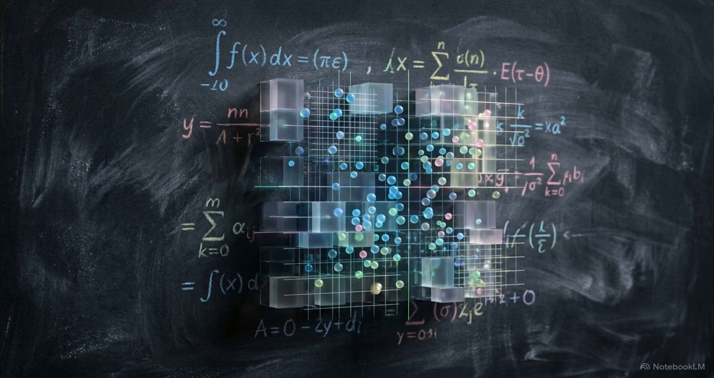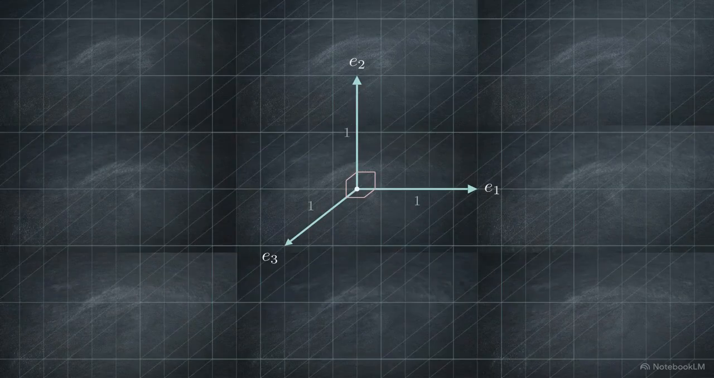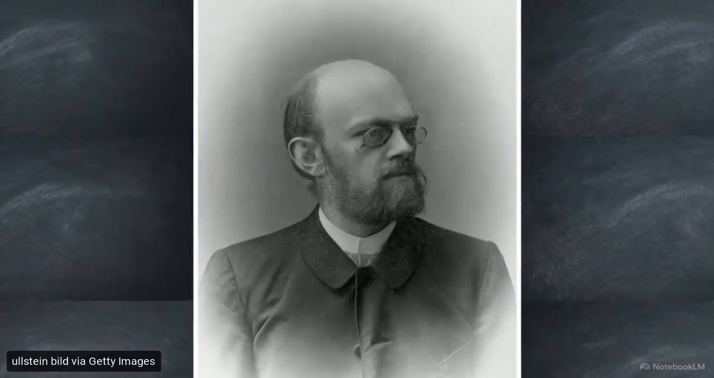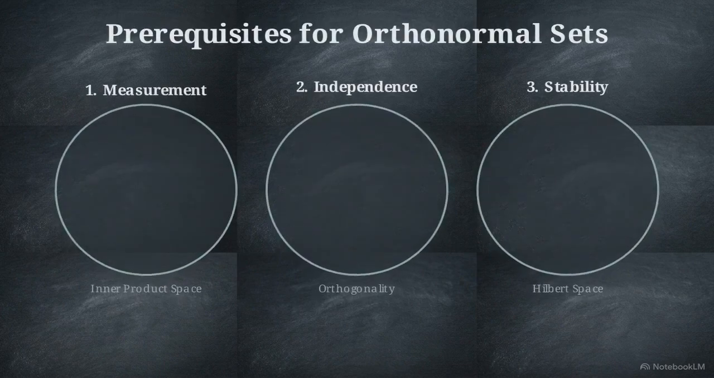To map the infinite dimensions of a Hilbert space, or to calculate quantum states, you need a highly specific mathematical coordinate system, the orthonormal set. The namesake of these spaces, David Hilbert, pioneered this framework. Before we build an orthonormal set, we rely on three prerequisites.